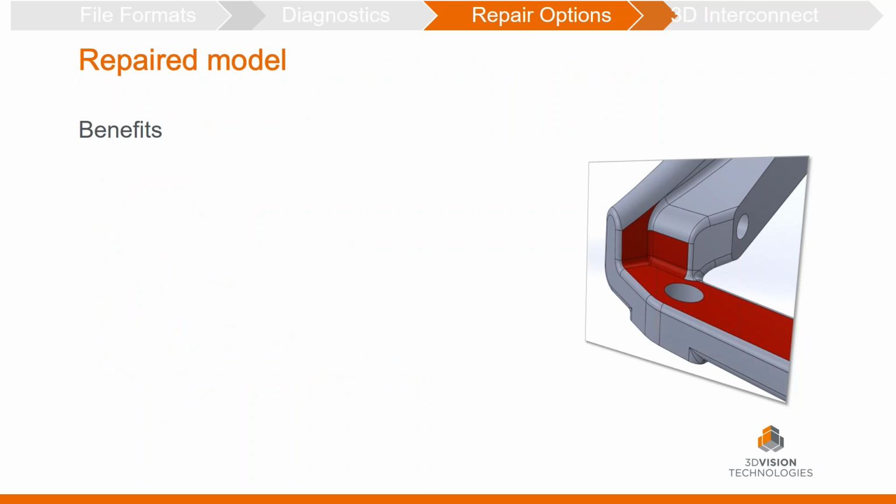So what are the benefits of the repaired model? The model is going to be ready for downstream edits, including FeatureWorks, where if I want to create features out of or directly on the dumb geometry, as we refer to it oftentimes, we're ready for that.